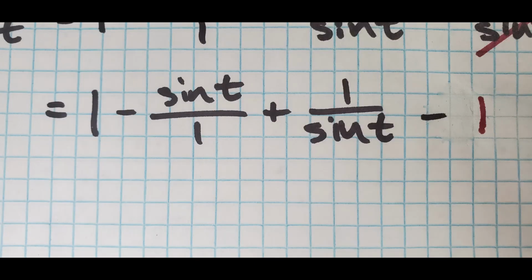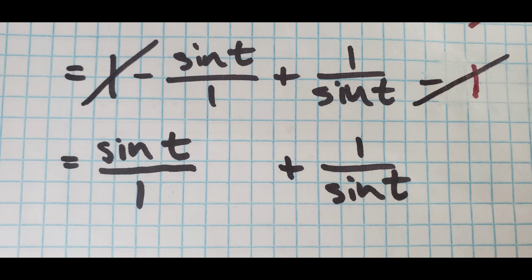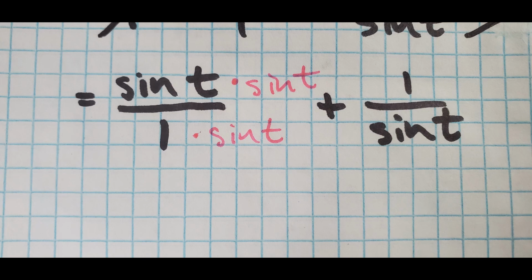Okay, the 1 at the beginning and the minus 1 are going to cancel each other off. So 1 minus 1, those two go away. Okay, so I'm left with sine of t over 1 plus sine of t. Okay, I can't do anything to these because the bottoms don't match. So what I'm going to do is make the left side fraction sine of t over 1. I'm going to multiply that one by sine of t over sine of t. Then the bottoms will match, and that's what I did here.